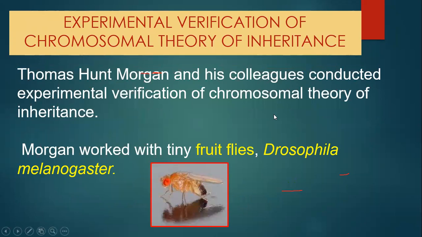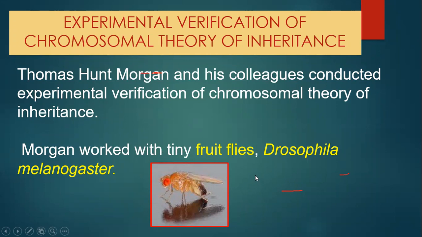Now, they just suggested these concepts. An experimental proof for the chromosomal theory of inheritance was given by Thomas Hunt Morgan and his colleagues. For every concept you give, you have to prove it with the help of an experiment. So that was done by Thomas Hunt Morgan. He was working on tiny fruit flies, scientific name Drosophila melanogaster.